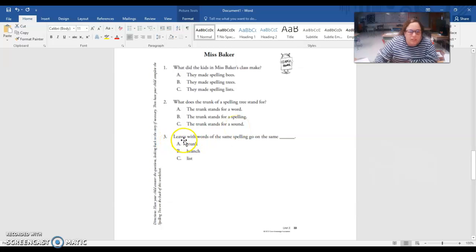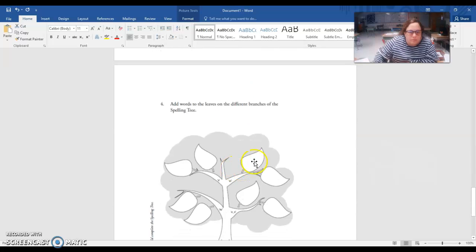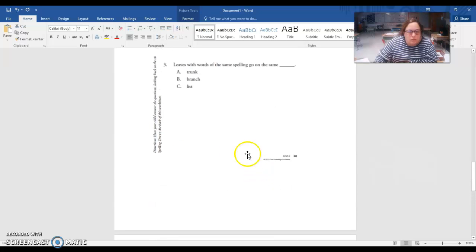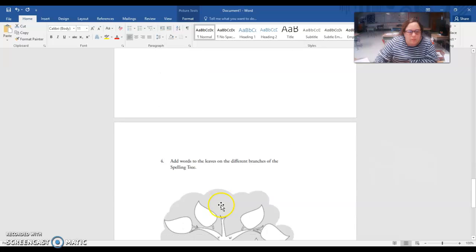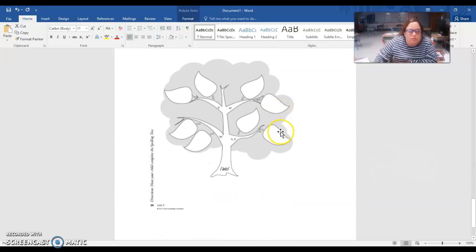Number 3, leaves with words of the same spelling go on the same trunk, branch, or list. So the leaves, right here, is this a trunk, a branch, or a list? So circle the correct answer. There's only one. And then number 4, you have to add some words to the leaves.